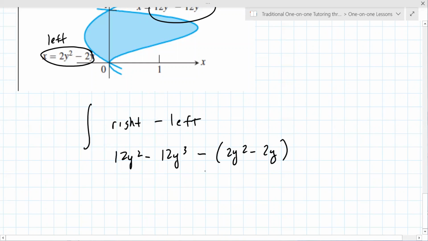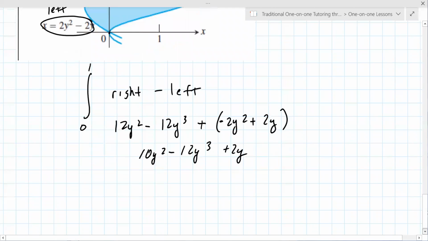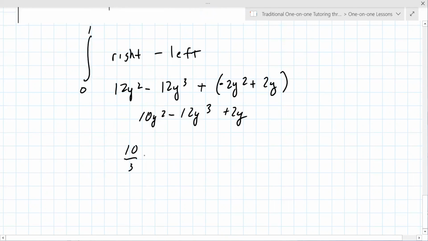Okay, so we combine, and that becomes minus, and the other one becomes plus. This is 10y squared minus 12y cubed plus 2y. And you're integrating from 0 to 1 because those are the bounds there. So it's 10/3 y cubed minus 3y to the 4th plus y squared, evaluated from 0 to 1.